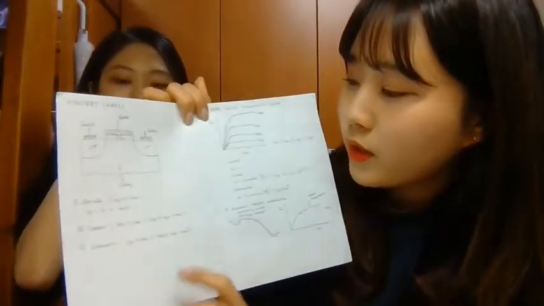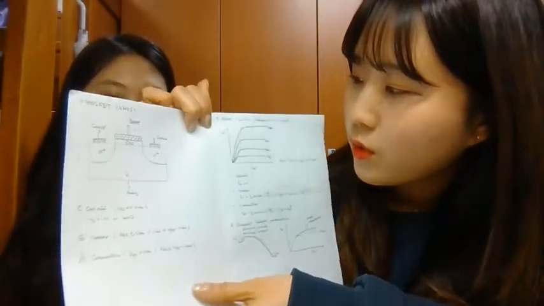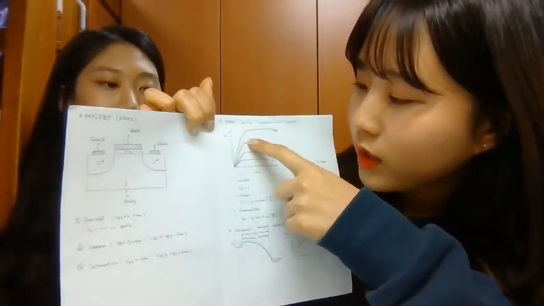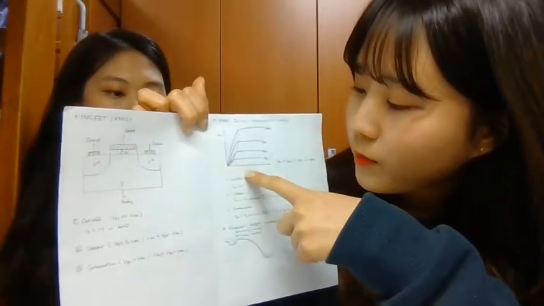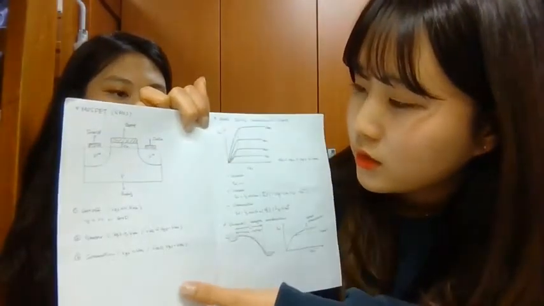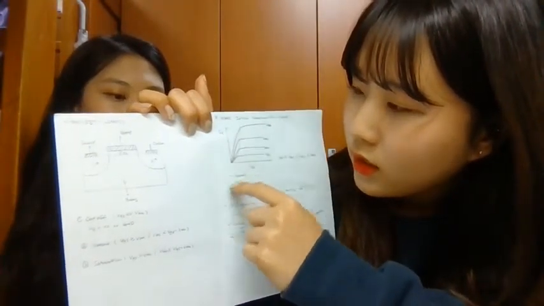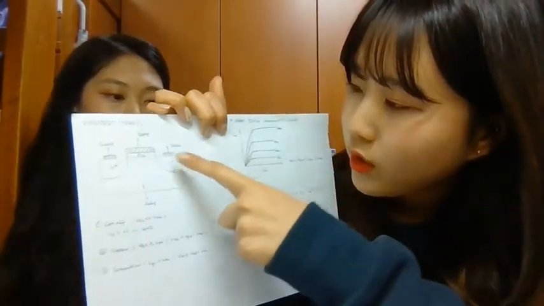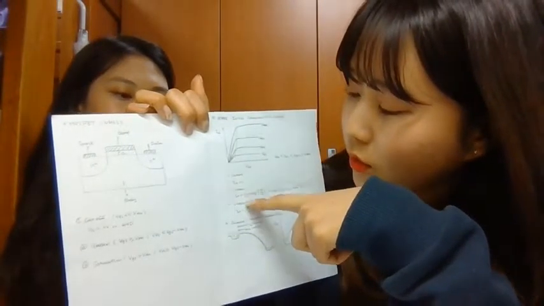We saw before that there are three states in the MOSFET's operation. So we can see the drain current and drain source voltage in the characteristic curve. I put drain source voltage on the x-axis and drain current on the y-axis. First one is the cutoff state. In the cutoff state, there is no channel between source and drain, so drain current cannot flow. So the drain current is 0.